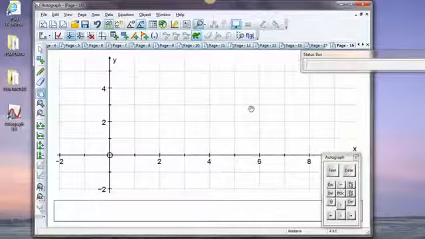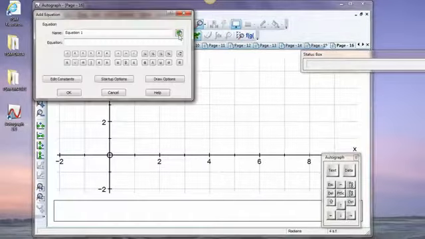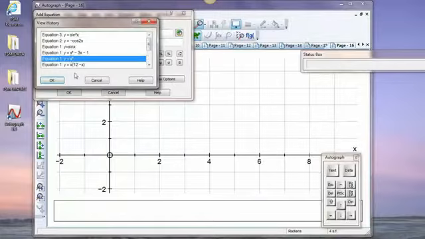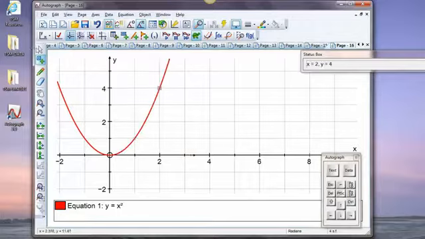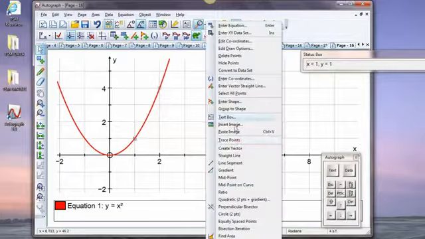Put that down there, and right click, let's enter an equation, and I'm sure we've had it before, y equals x squared, there it is. And as before we're going to put a couple of points on, one here and one here. And right click, I'm going to find the area just on the bottom there.